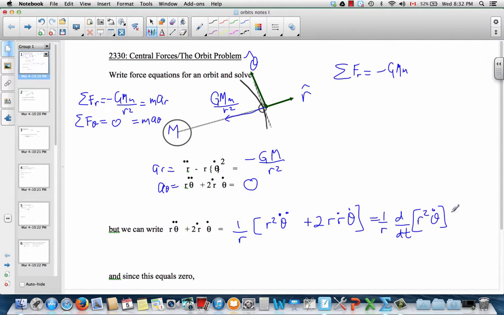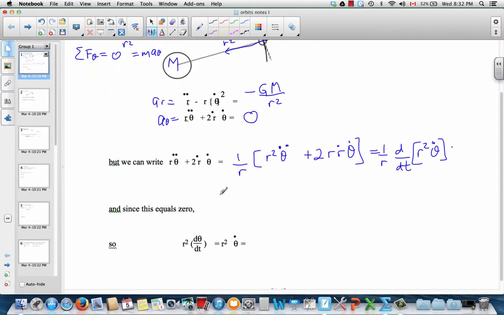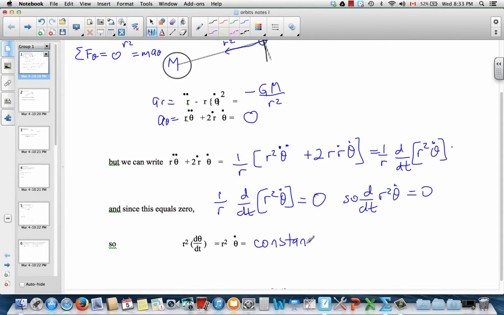Now, because all of that equals 0, so 1 over r times the d/dt of r squared theta dot, that is, of course, the theta acceleration, and it is 0. Then, because r is not 0, it must be that this time derivative is 0. And if the time derivative is 0, then that tells us that the thing inside isn't changing with time, i.e. it's a constant. So r squared theta dot must be a constant with time for this orbit.